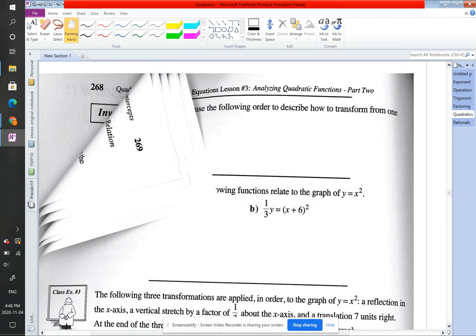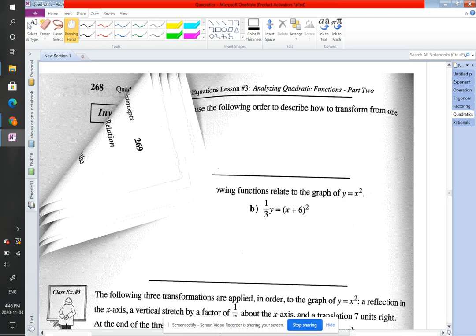That's okay. We can fill this in. It's totally okay. Hopefully in your book you can see that on page 288. It says, unless otherwise indicated, use the following order to describe how to transform from one graph to another. So the order is a little bit important. It's important to start with your stretches, whether it's being compressed or expanded. Then talk about your reflection, whether it's negative or if it's flipped upside down or not, and then translations: left, right, or moving up and down.